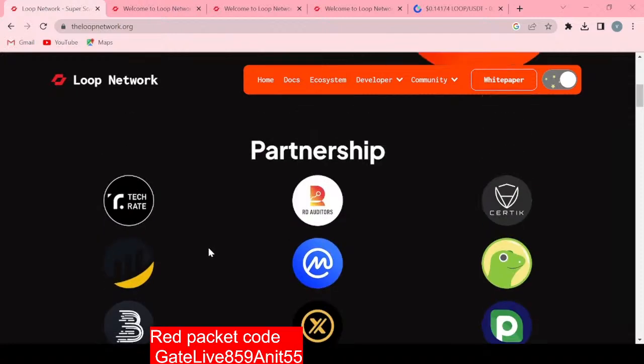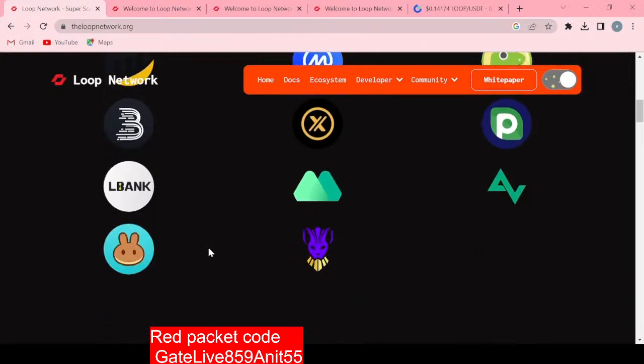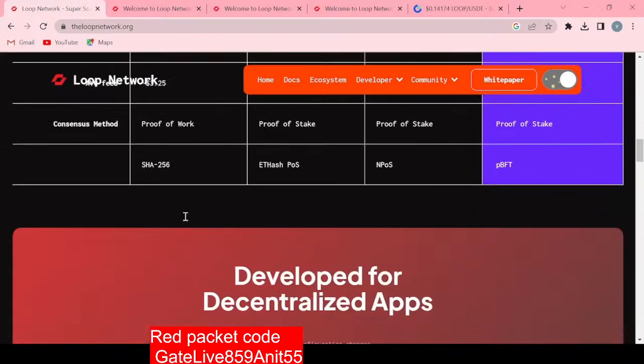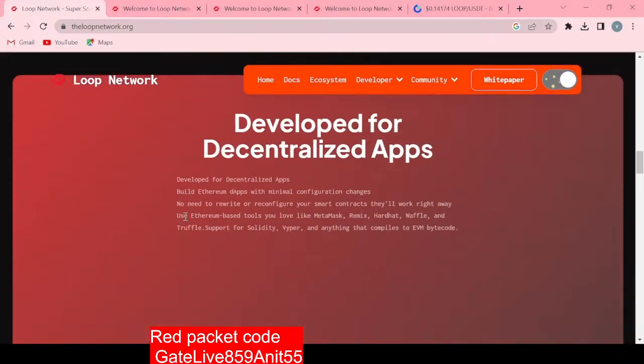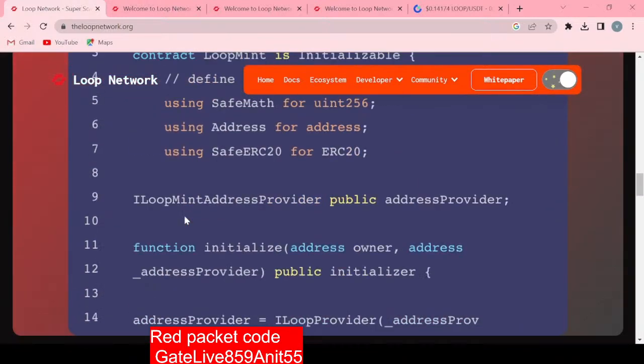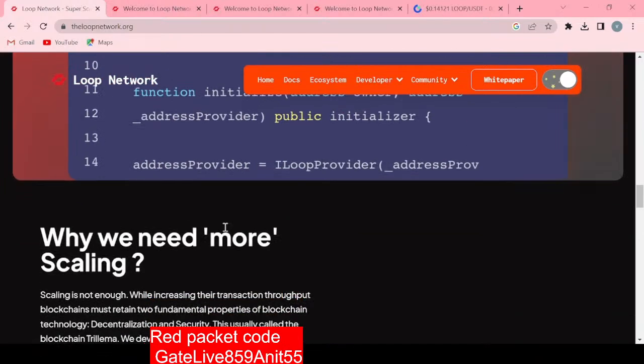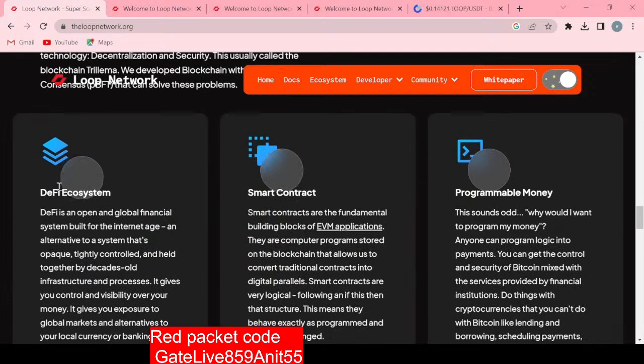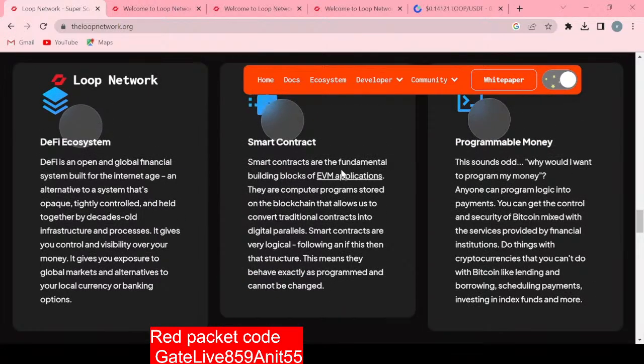We are partners of loop network, and we already compared the blockchains and discussed the decentralized applications included on it. Full node codings are there, and scaling is included. We have seen the 3 kinds of DeFi ecosystem, and we talked about smart contracts and programmable money.